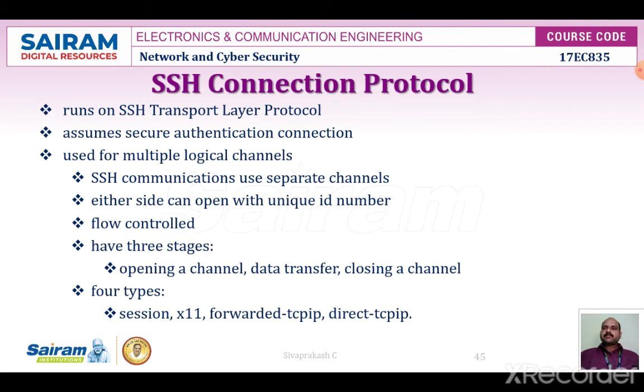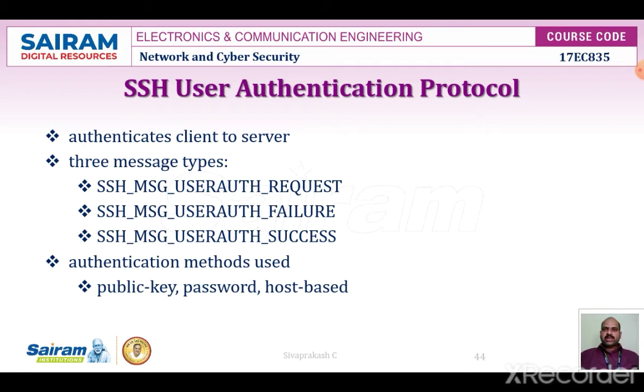Then move on to the next one, message exchange. The message exchange involves almost six steps. The first one: the client sends an authentication request with a request method of none. The server checks to determine if the username is valid. If not, the server returns SSH message user authentication failure with the partial success value of false. If the username is valid, the server proceeds to the next step: it returns the authentication failure with a list of one or more authentication methods to be used.